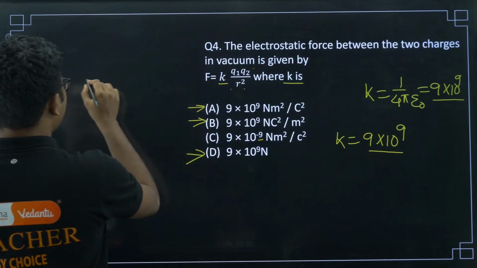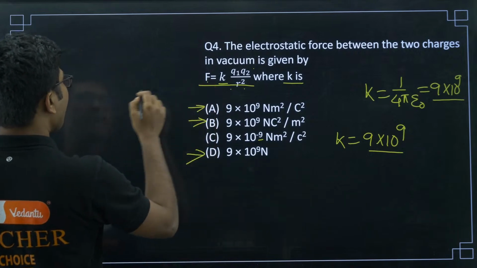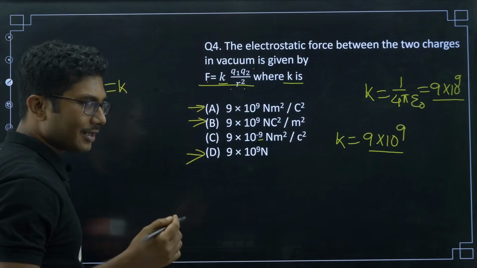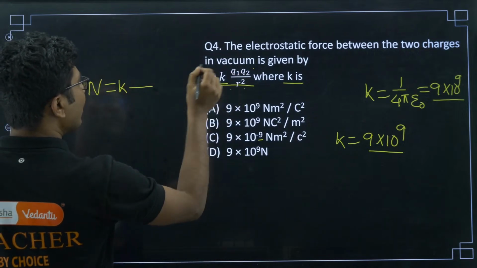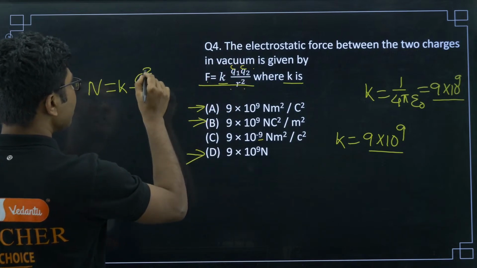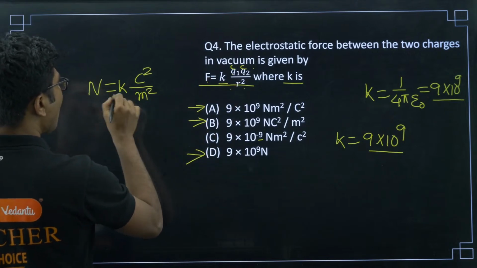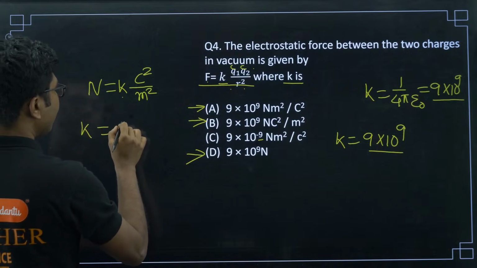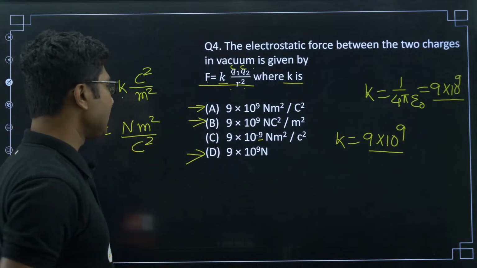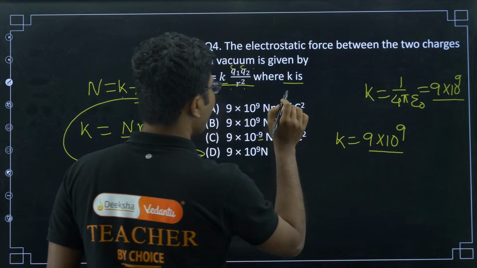Then how to find the unit? Let me rewrite this equation in terms of units. F is Newton, we do not know the unit of K, Q is Coulomb, so this is Coulomb square. Now, R is meter, so meter square. Now, find the unit of K. So, Newton meter square divided by Coulomb square. This is the unit of K, right. So, Newton meter square per Coulomb square.